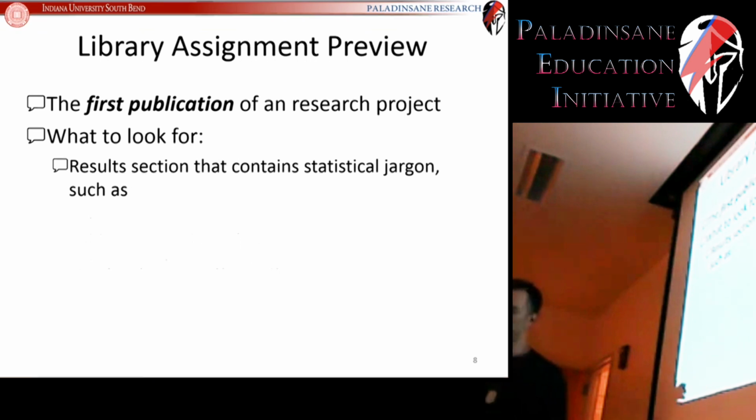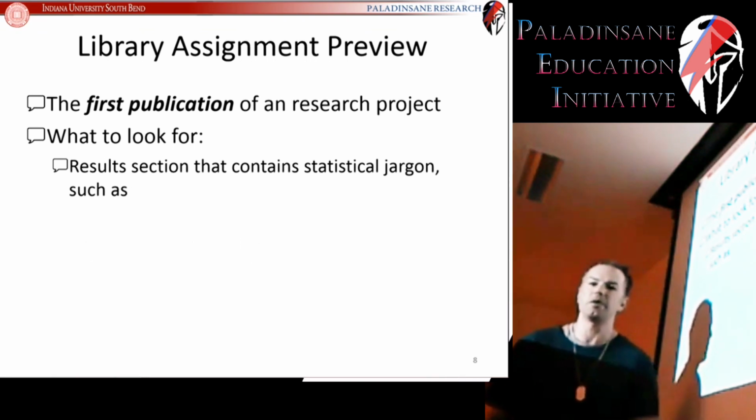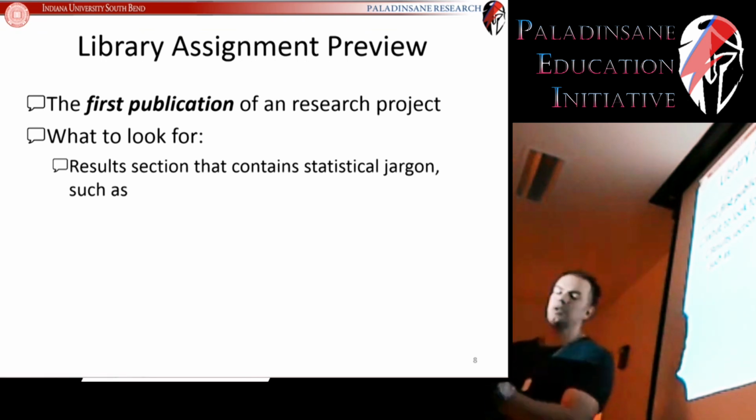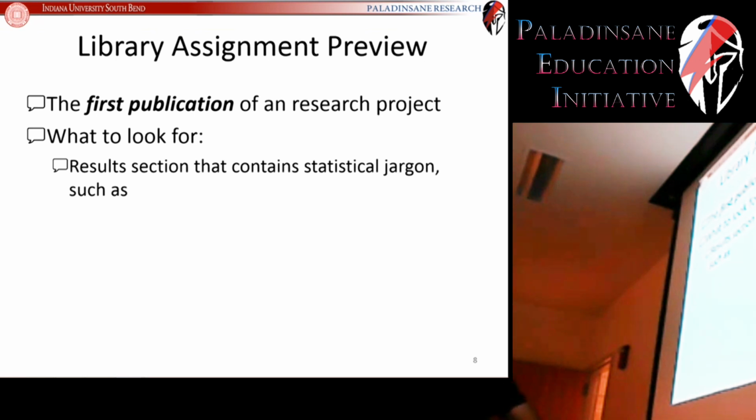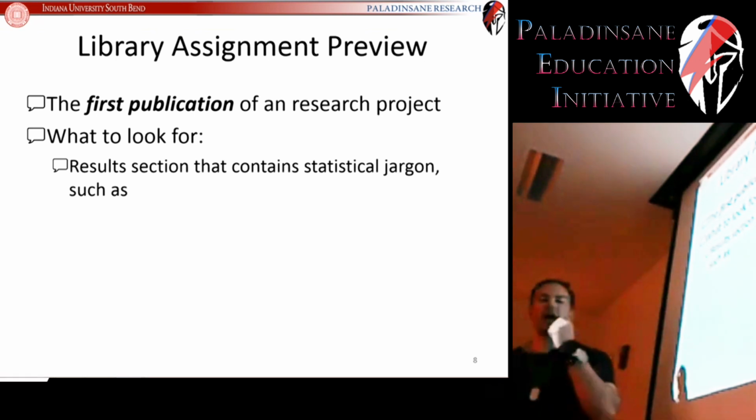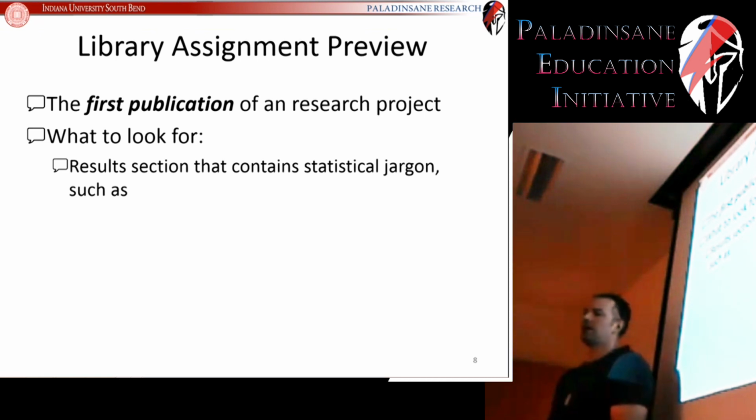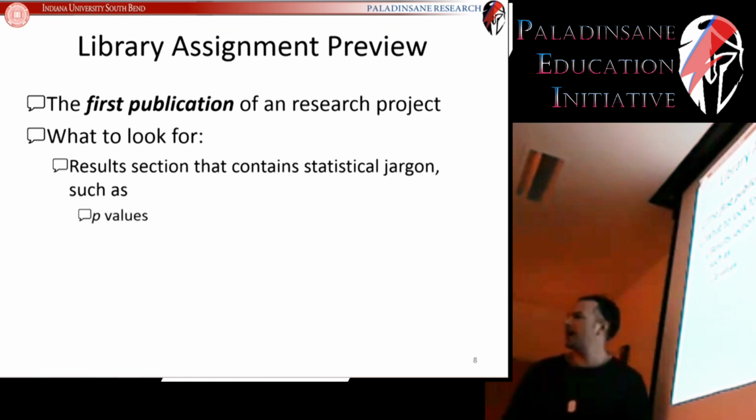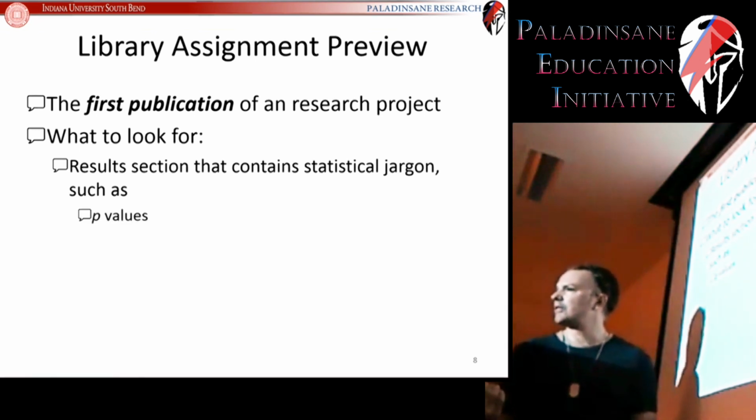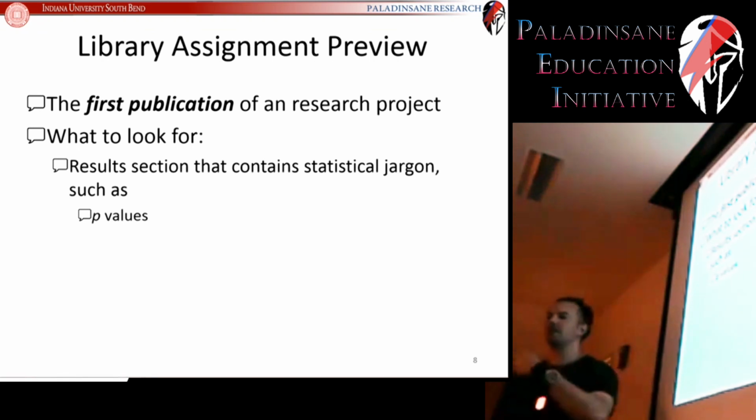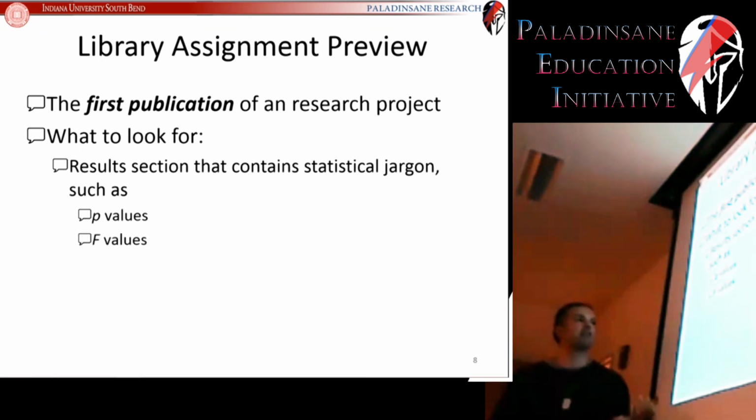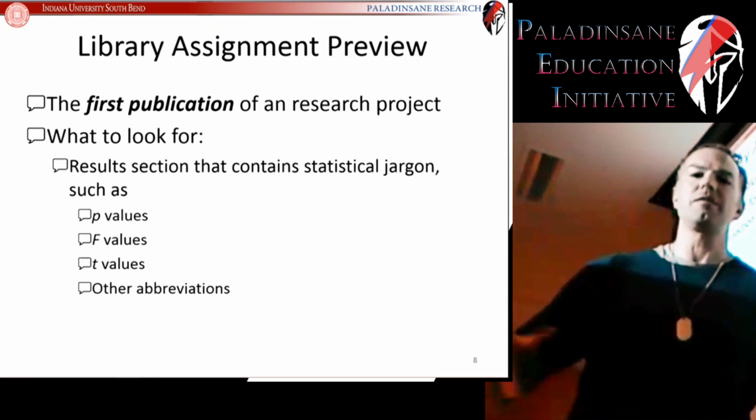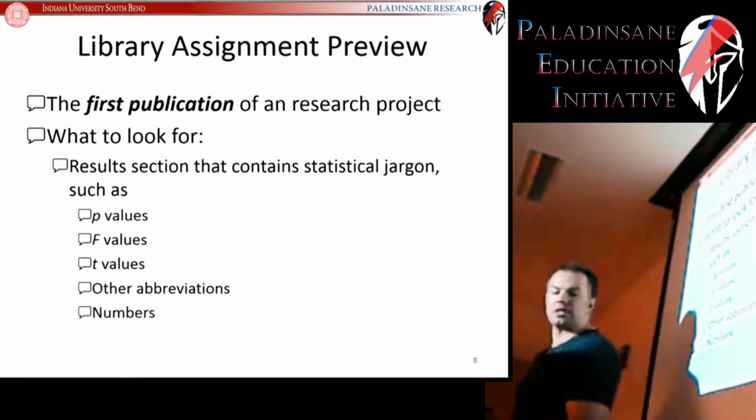The next thing you want to look at is, you scroll a little bit further down, and you're looking for a big, bold title that says results. It'll be bold, it'll be in the center of the column, and you want a results section that contains statistical jargon. So you might not know what any of this means yet, and that's fine, but you can recognize stuff that's not English. And that's what you're looking for. You're looking for that statistical jargon. You're looking for stuff like p-values, f-values, t-values, other abbreviations, partial eta squared, chi-squared. You're looking for all these statistical notations.